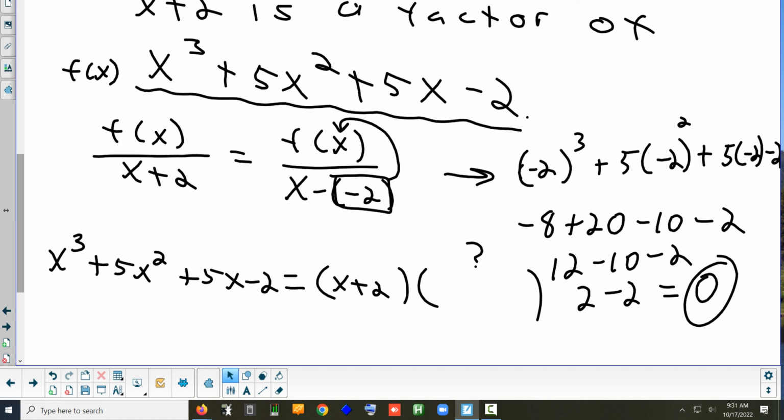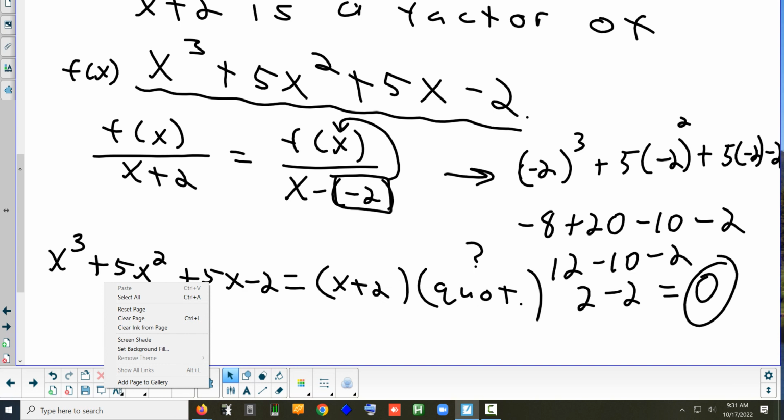Yep. You have to divide that by x plus 2. Exactly. And when you divide it, what do you call the answer? Quotient. The quotient. That would be the other factor, if you wanted to factor it. You know that x plus 2 is a factor, so divide it and get the quotient, and that's the other factor.